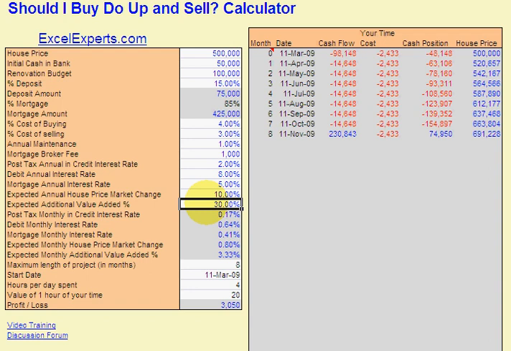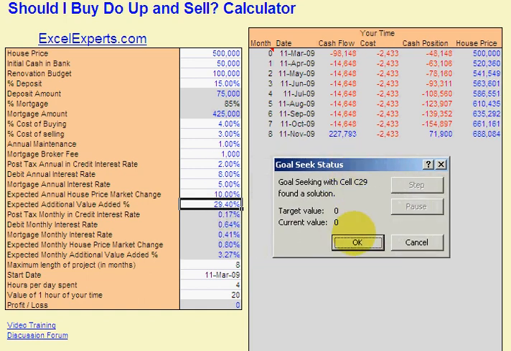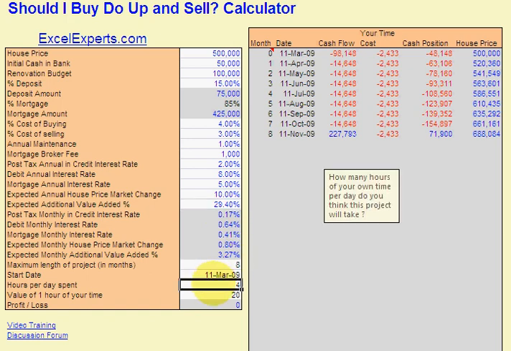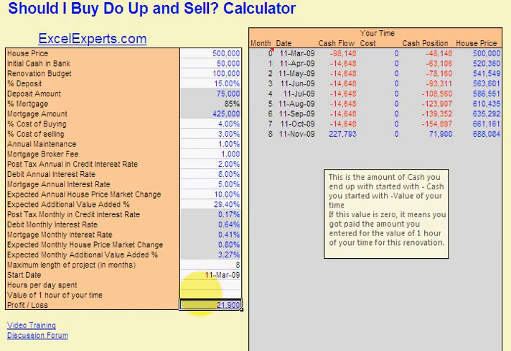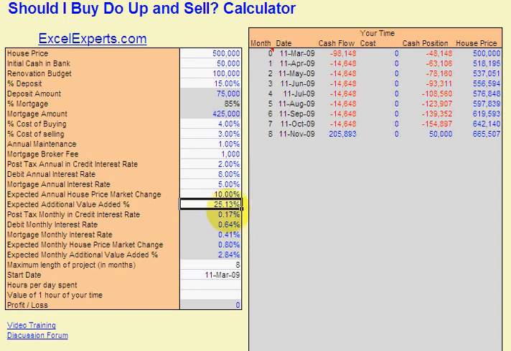Let's see what we can reduce this percentage to. So I'm going to set this cell to 0 by changing this cell. I could add 29% and I still break even. Let's take out my own time costs. I make 21,000 on this. Let's goal seek this again. So set this to 0 by changing that. I could only add 25% to the value after my renovation costs, and I've made money, or I've not lost money in this case.